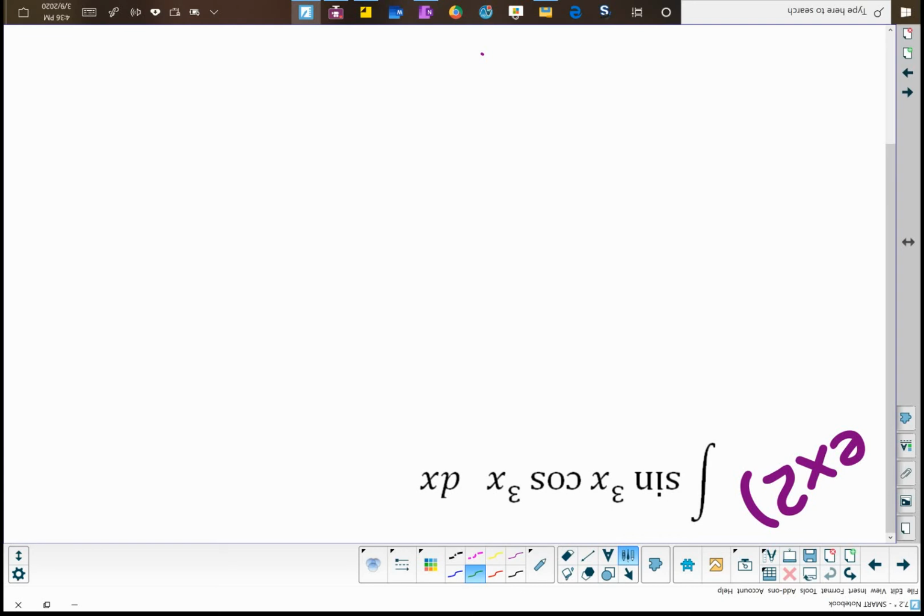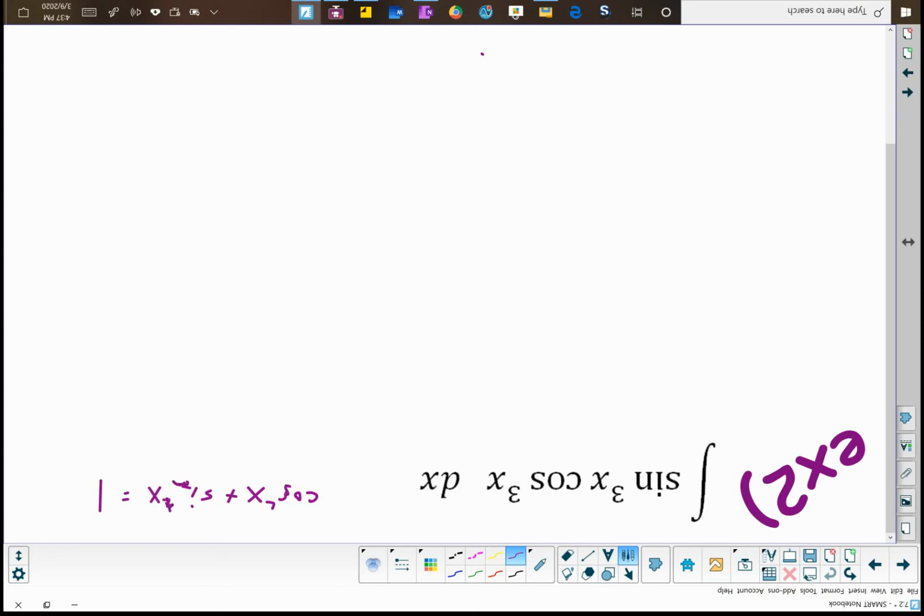So what I'm going to do is use some identities. Remember, cosine squared x plus sine squared x equals 1. Well, what the heck? That's sine squared, believe it or not.